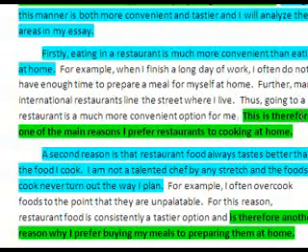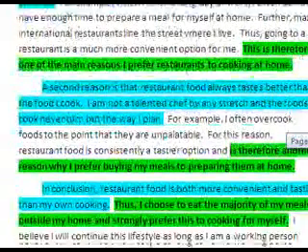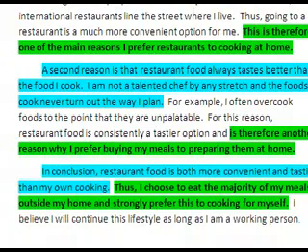Okay, second supporting paragraph. A second reason is that restaurant food always tastes better than the food I cook. I am not a talented chef by any stretch, and the foods I cook, I plan. So I mark this in blue because this is linking back to what was presented in our outline sentence in the introduction paragraph. For example, I often overcook foods to the point that they are unpalatable. For this reason, restaurant food is consistently a tastier option and is therefore another reason why I prefer buying my meals to preparing them at home. Again, I mark this in green because this is linking to the thesis.